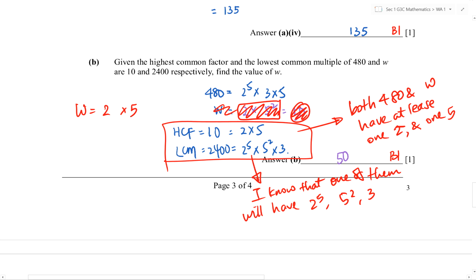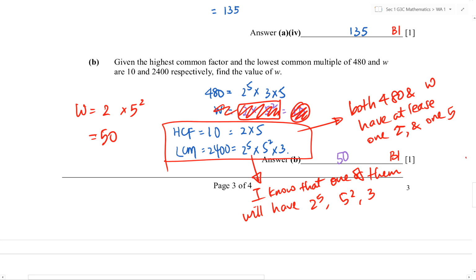Let's take a look at the LCM. 2 power 5. One of them must have 2 power 5. Does 480 have a 2 power 5? Yes, it has. So I don't need to give it to W anymore. Let's take a look at 5 power 2. Does our 480 have 5 power 2? Don't have. So I must give it to W. Last one is the prime factor 3. Does it fall under 480? Yes. So I don't have to give it to W anymore. Then this results in W being 50. That is the value of W. 50. Okay?